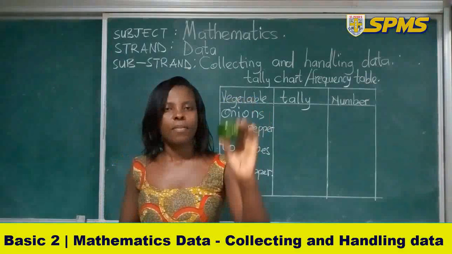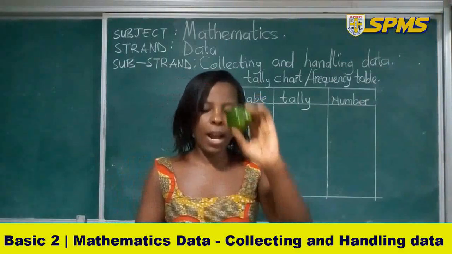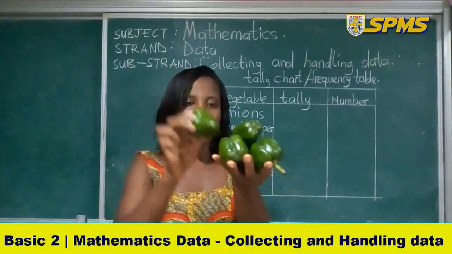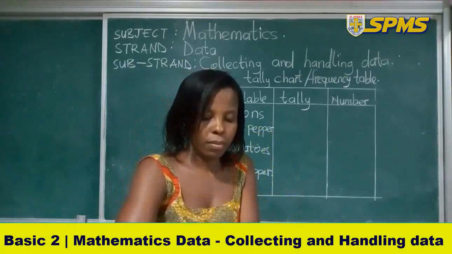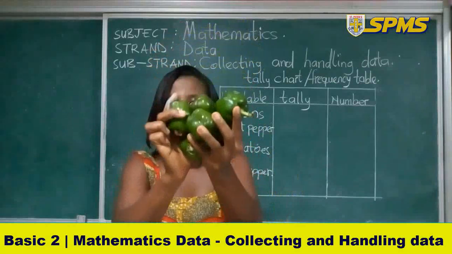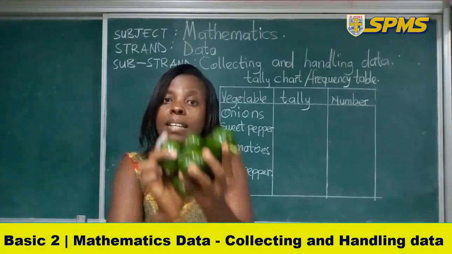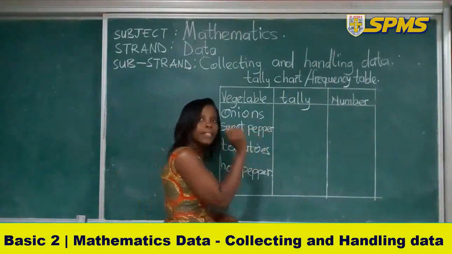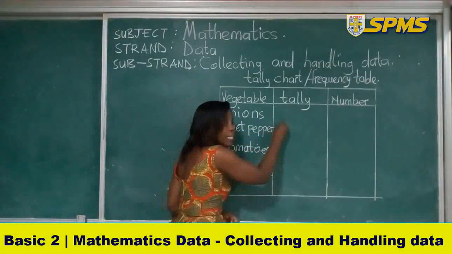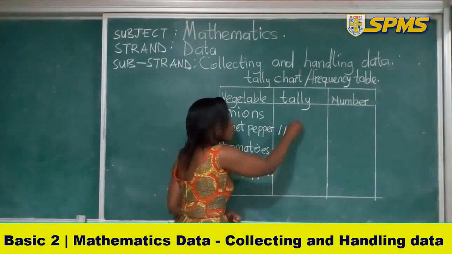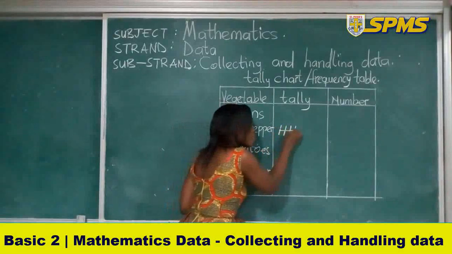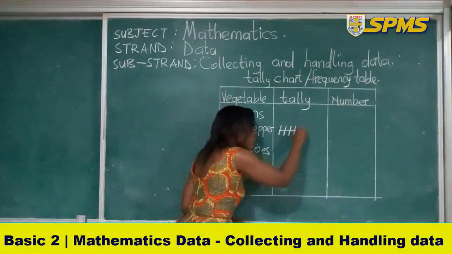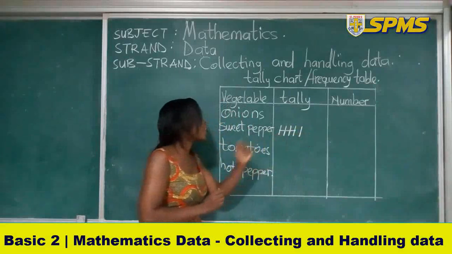So we are going to tally. We have one green pepper here. So let's count. 1, 2, 3, 4, 5, then 6. So we have 6 sweet pepper. So we are going to tally 6. Watch carefully the way I'm going to tally. I'm tallying for green pepper. Tallying 6 green pepper or sweet pepper. 1, 2, 3, 4. The fifth one, you will cross it. Can you see it? So this is the fifth sweet pepper. Then you continue. 6. So we have a tally of 6 green pepper.